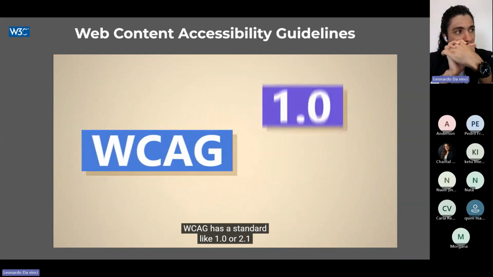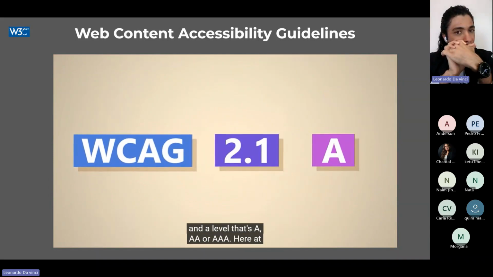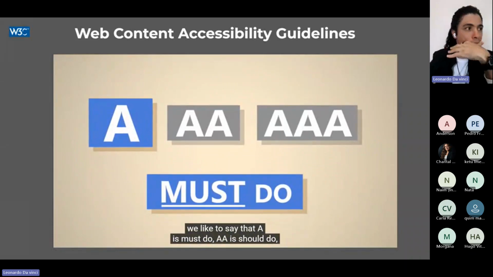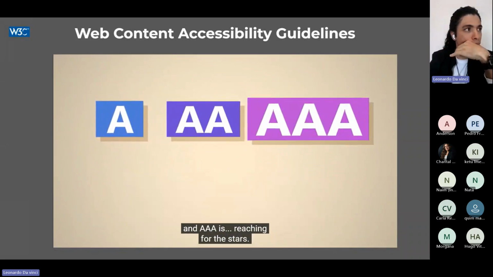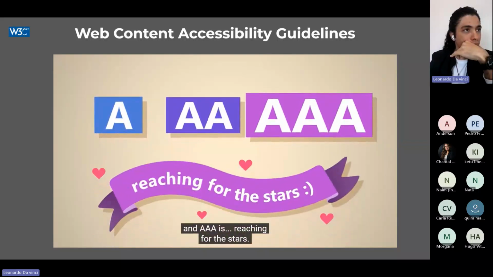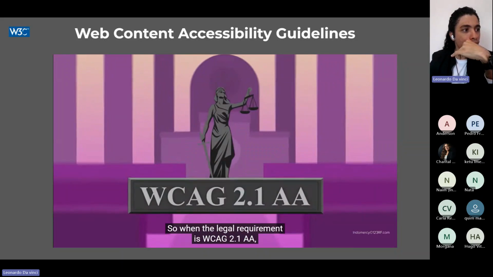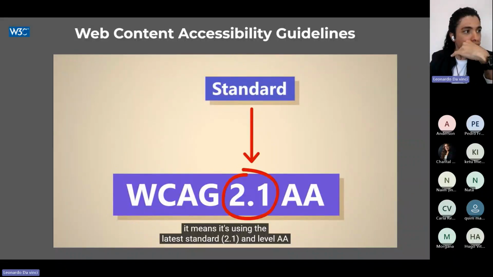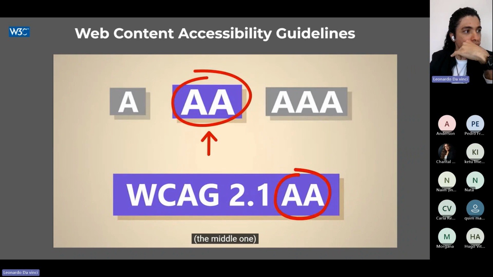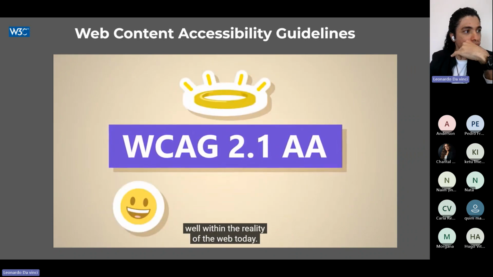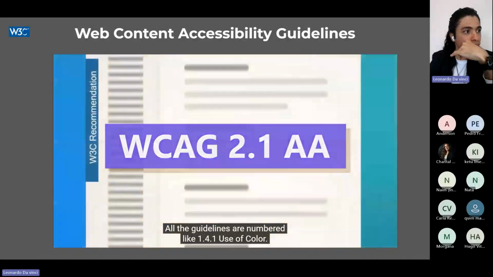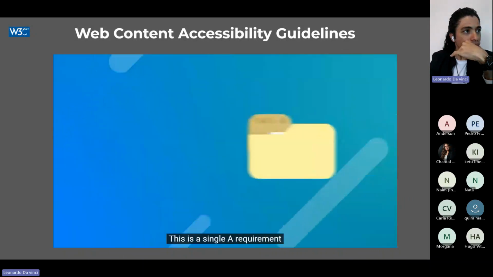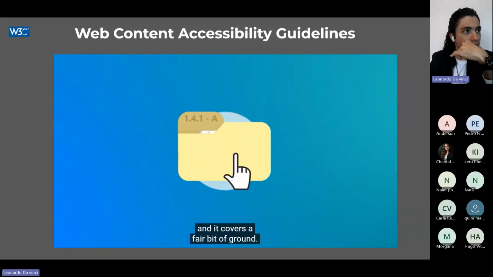WCAG has a standard, like 1.0 or 2.1, and a level, that's A, AA, or AAA. Here at Soaktide, we like to say that A is must do, AA is should do, and AAA is reaching for the stars. So when the legal requirement is WCAG 2.1 AA, it means it's using the latest standard, 2.1, and level AA, the middle one. AA is tougher to master, but still well within the reality of the web today. All the guidelines are numbered, like 1.4.1 use of color. This is a single A requirement, and it covers a fair bit of ground.